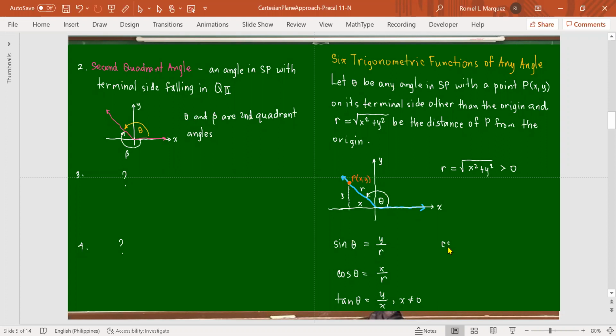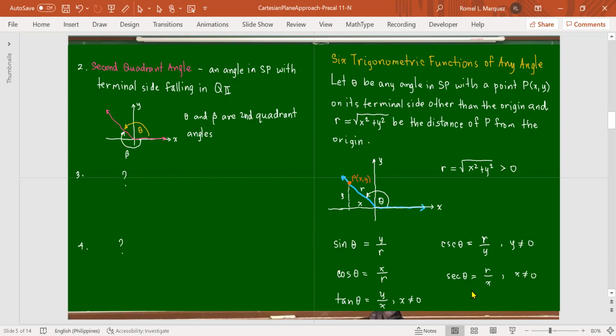What about cosecant theta? R over y, just the reciprocal. We do not want y to be 0, meaning we do not want your point lying on the x-axis, because then y is 0. Secant theta is r over x. If lying on the y-axis this time, x is 0, so we do not want that.